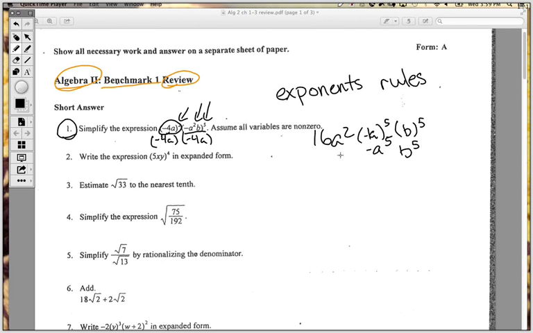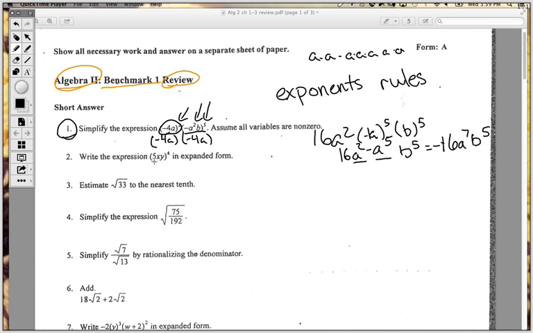And then we have this 16a squared. It turns out that the a squared and the a to the fifth can combine, because that's like a times a times a times a times a times a times a, and we really have 7 of those. So at the end, we have a negative, I'll move that out front. 16 is our constant, or coefficient, you could call it. A to the seventh and b to the fifth. Cha-ching. There we go. That's done. All right, let's look at the next one.